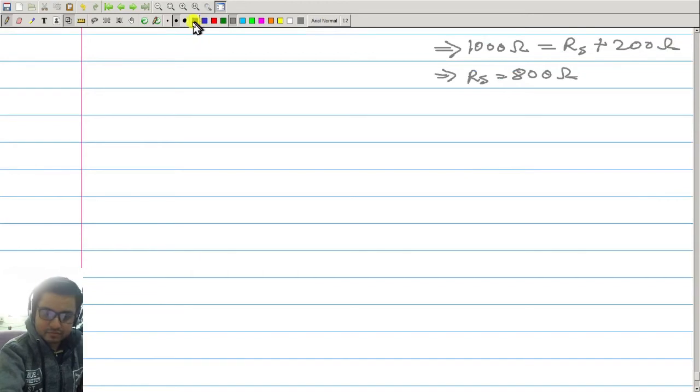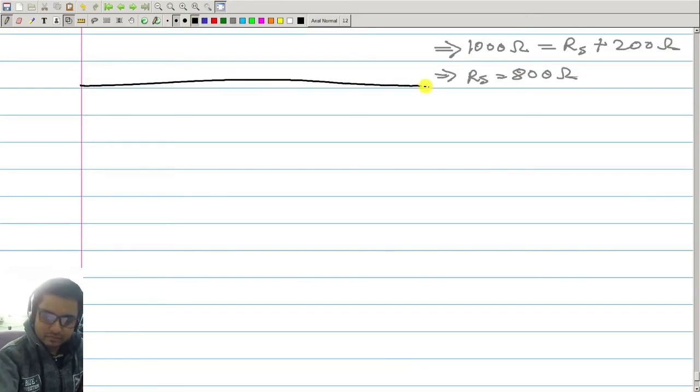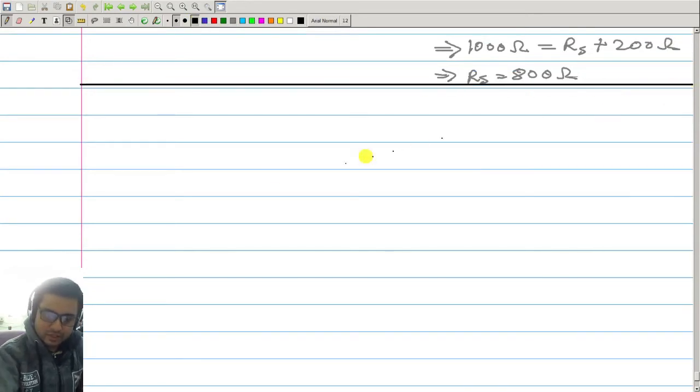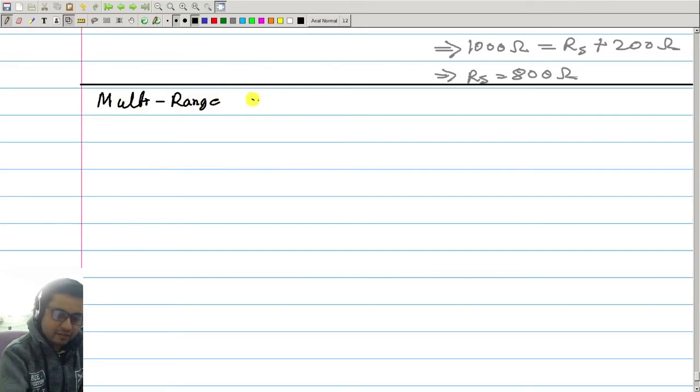Fine. Now, can we make a multi-range voltmeter?